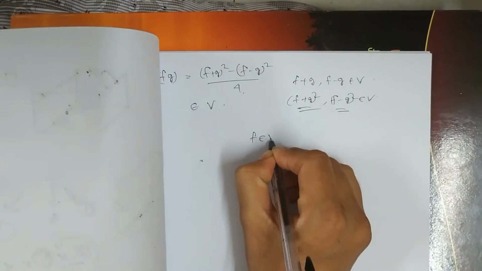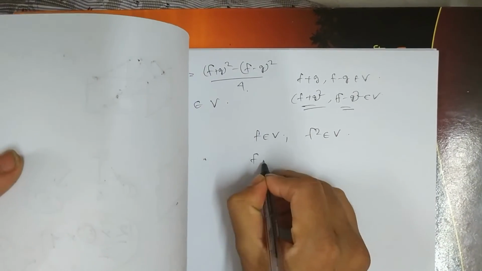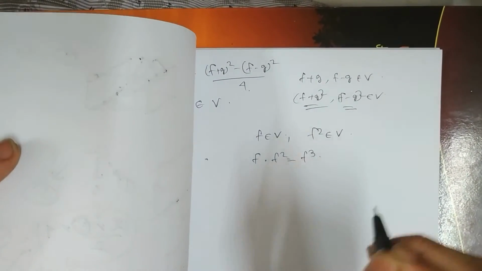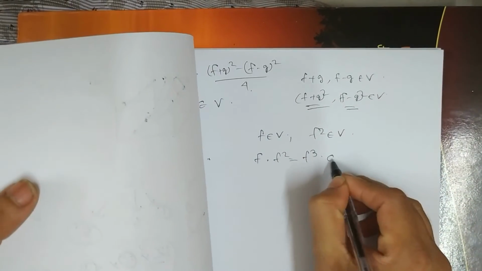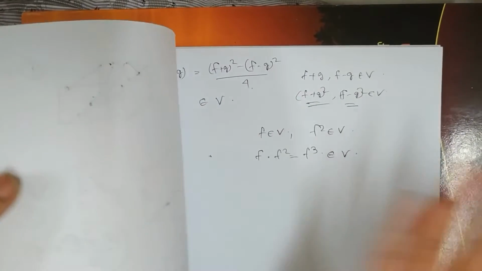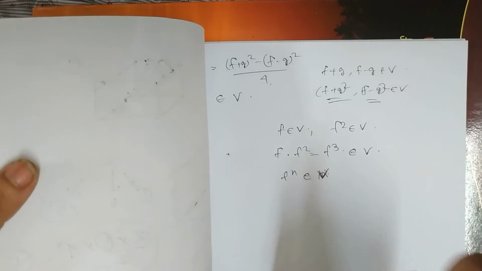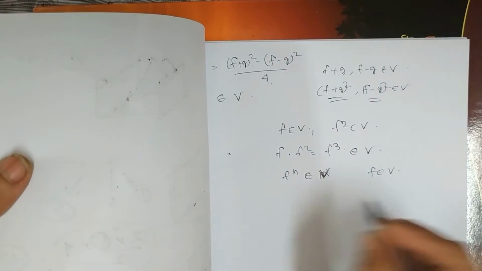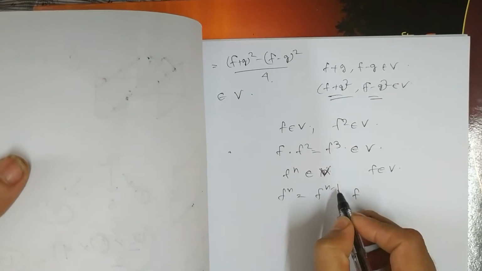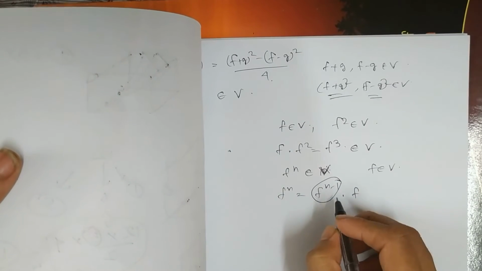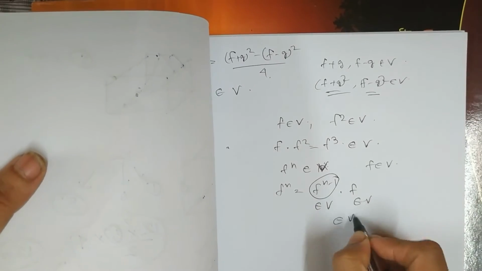Then, if f belongs to V, we are given that f square belongs to V, right? Now the product of these two will be f cube, right? But we showed in the first option that f times g belongs to V. This would imply that f cube belongs to V. In particular, we can show that f to the power n for any n is inside V. We use induction. Of course f belongs to V, and now f to the power n can be written as f to the n minus 1 times f. Since by the induction hypothesis f to the n minus 1 belongs to V and f belongs to V, the product of these two also belongs to V, right?